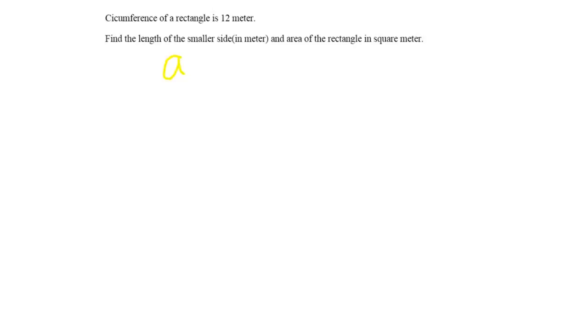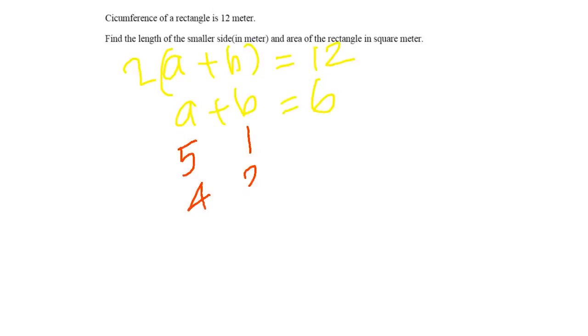Let me assume one side is A and another side is B. A plus B multiplied by 2 is 12. This implies A plus B is equal to 6. So the possible values of the sides are 5 and 1, 4 and 2, 3 and 3, and then it will be repeated: 2 and 4, 1 and 5. The last 2 are redundant. Sides 5 and 1, and 1 and 5 are the same, so we need not consider 1 and 5. Similarly, we need not consider 2 and 4 also. So here the sides are 5 and 1, or 4 and 2, or 3 and 3.